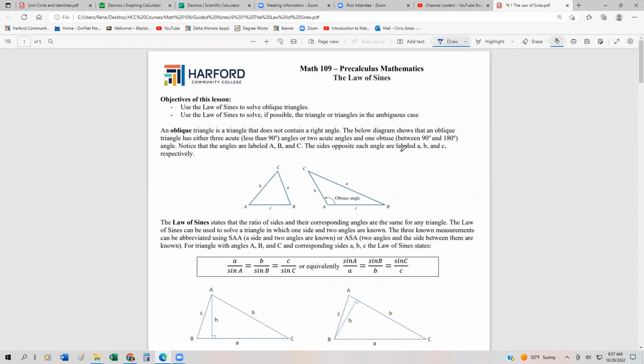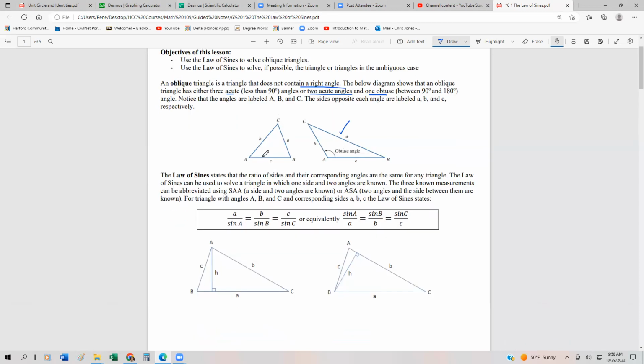So let's first of all define some things about triangles. First of all, let's talk about an oblique triangle. Oblique is any triangle that does not contain a right angle. There are two different types of oblique triangles that we're going to be looking at: three acute angles, or one obtuse angle and two acute angles. This is the one that has the obtuse angle, and this clearly has three angles that are going to be acute.